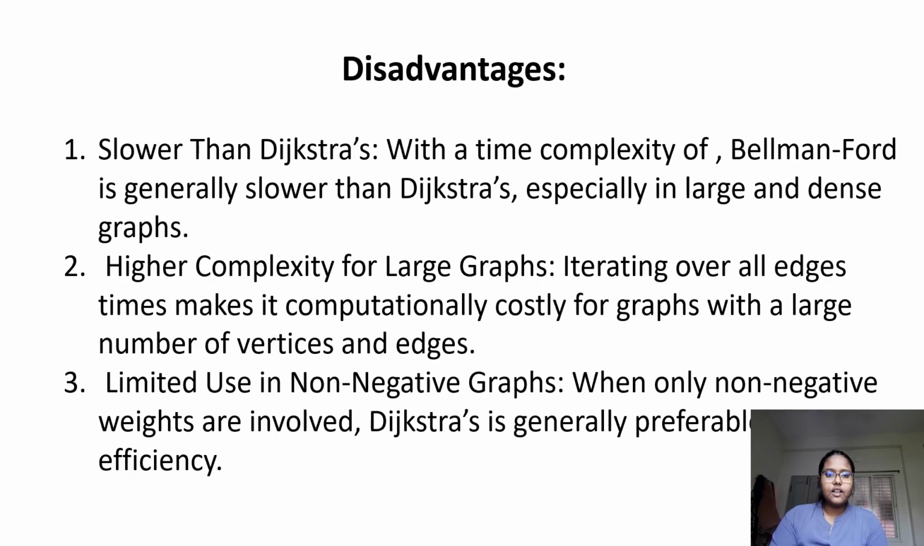Disadvantages: slower than Dijkstra's. The time complexity of Bellman-Ford is generally slower than Dijkstra's, especially in large and dense graphs. Second, higher complexity on large graphs: iterating over all the edges multiple times makes it computationally costly for graphs with a large number of vertices and edges. Limited use in non-negative graphs: when only non-negative graphs are involved, Dijkstra's is generally preferable in efficiency.